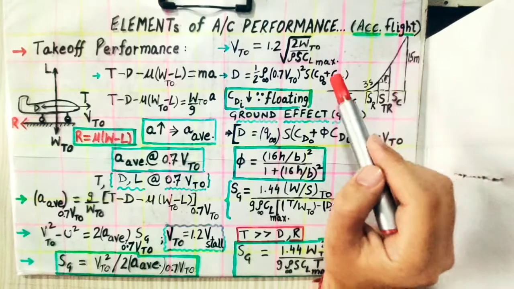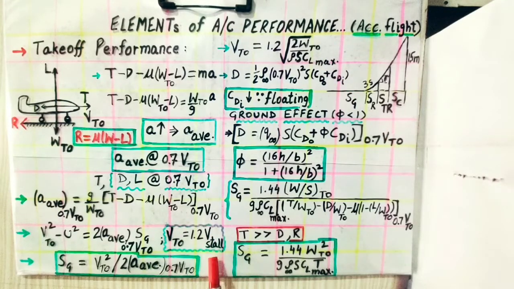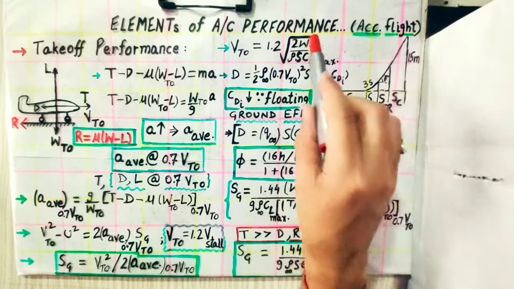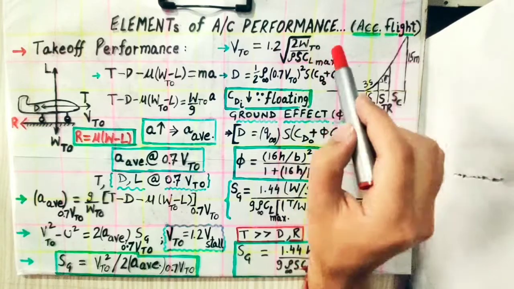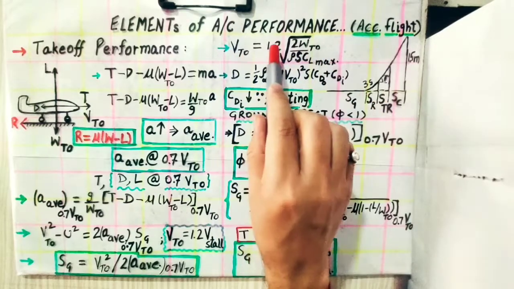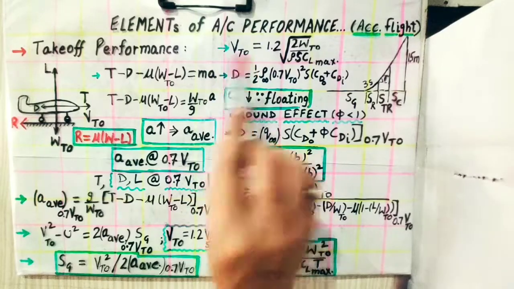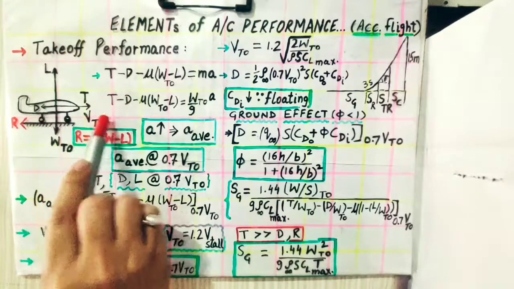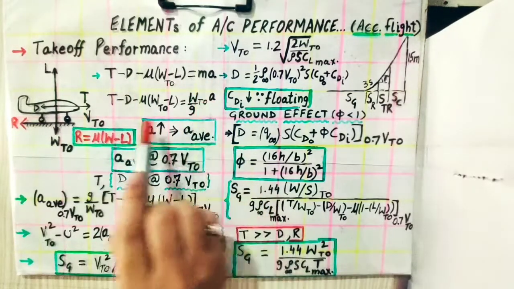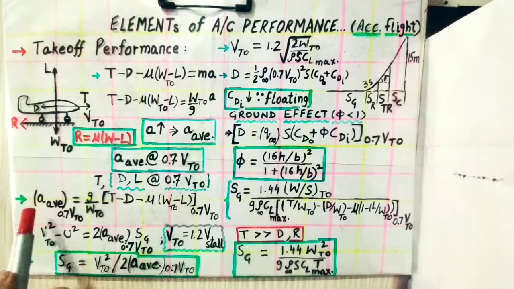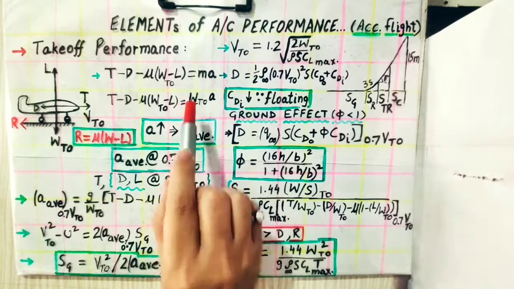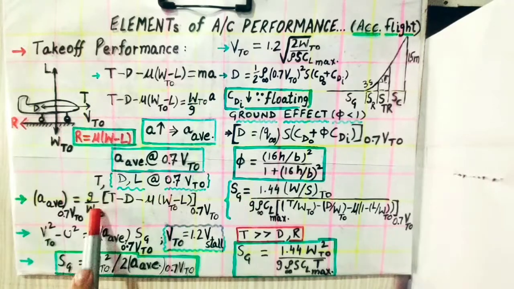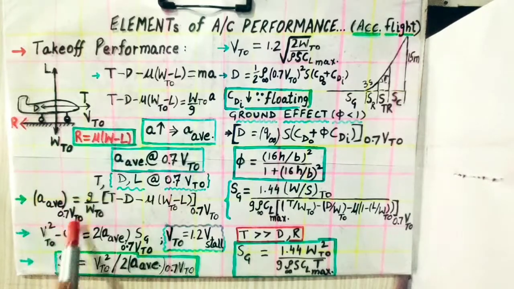Now v takeoff is 1.2 times v stall, and v stall is the minimum velocity with which an aircraft can fly. So v stall is given by the square root of 2 W takeoff by rho S CL max, because stall occurs when CL is max, and v takeoff is 1.2 times v stall. So we now know these parameters: drag at 0.7 v takeoff, and average acceleration also at 0.7 times v takeoff. If we now observe this equation of motion, we have this acceleration as the average acceleration at 0.7 times v takeoff, and we move this over here with g by W takeoff multiplied by this whole term. This equation of motion is at 0.7 times v takeoff.